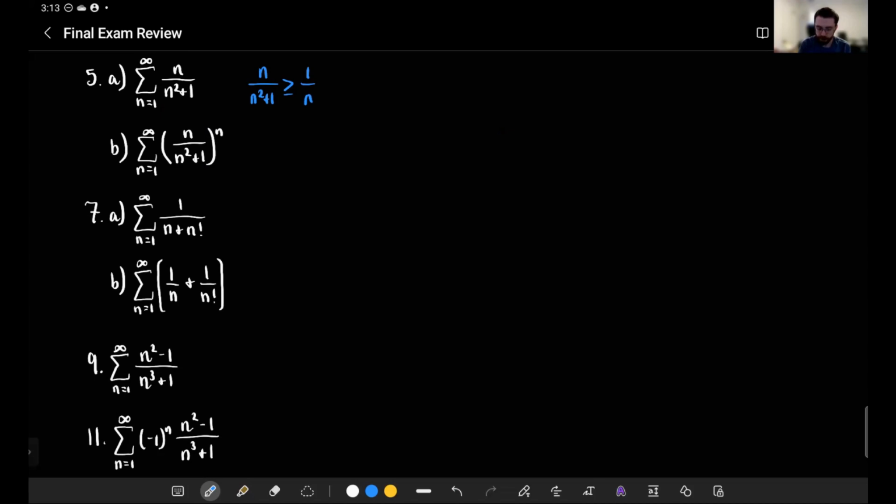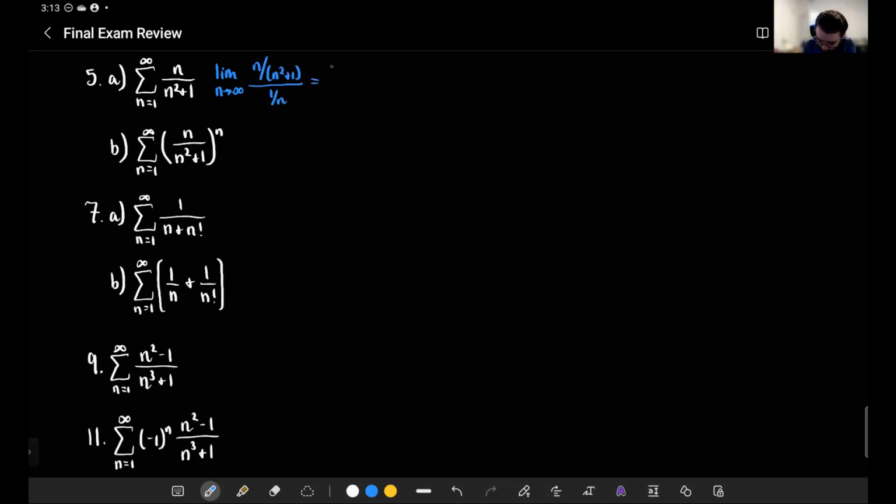So I'll put a question mark here. That's what I want. Is it true? No. Right. The denominator on the left is bigger. I'm adding 1 to it, so the fraction's smaller. So we can't do a direct comparison. But if your direct comparison fails, you probably want to try limit comparison. So we're doing limit comparison between our series and the harmonic series.